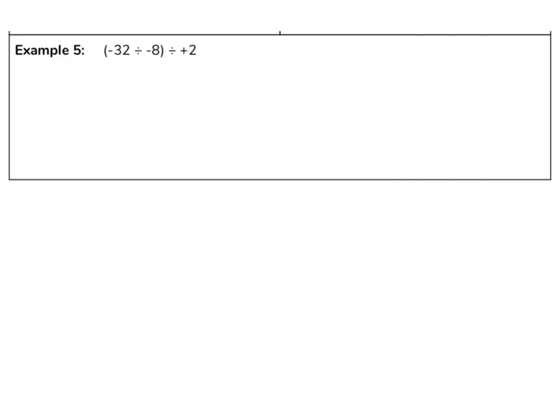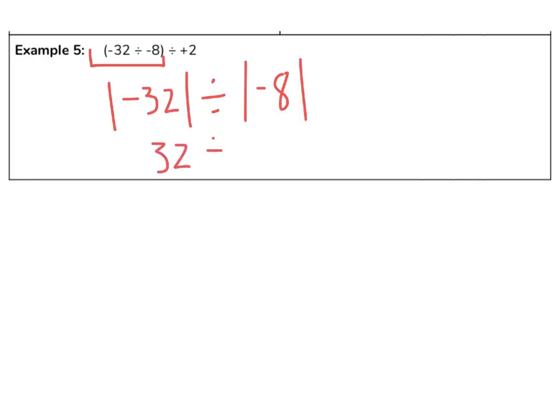Looking at the final example, example 5, I'm going to look at the first part, and then I'll divide that by the second part. So I'm going to do my steps. I have negative 32 divided by negative 8. I'm going to find the absolute value of negative 32 and divide that by the absolute value of negative 8. The absolute value of negative 32 is 32, divided by the absolute value of negative 8, which is 8. 32 divided by 8 is 4. Since my signs are the same, it's positive 4.